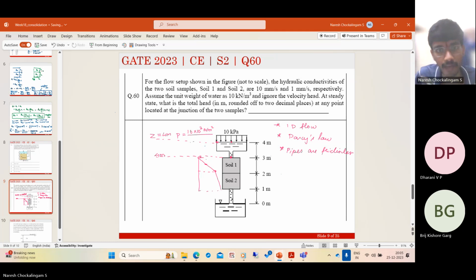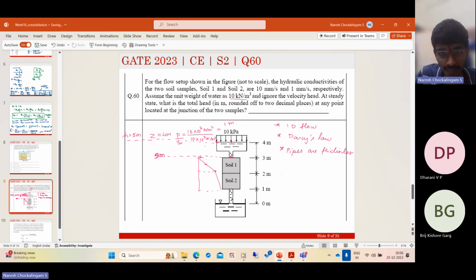And what is the pressure head? It is P by gamma W. And now assume the unit weight of water is 10 kilonewton per meter cube. So it is 10 into 10 power 3 Newton per meter cube. So what is the pressure head? Pressure head is 1 meter. So therefore the total head at this point is 5 meters. So here the total head is 5 meters. And here also, since there is no flow, the total head is 5 meters. Right? So you need to be careful.